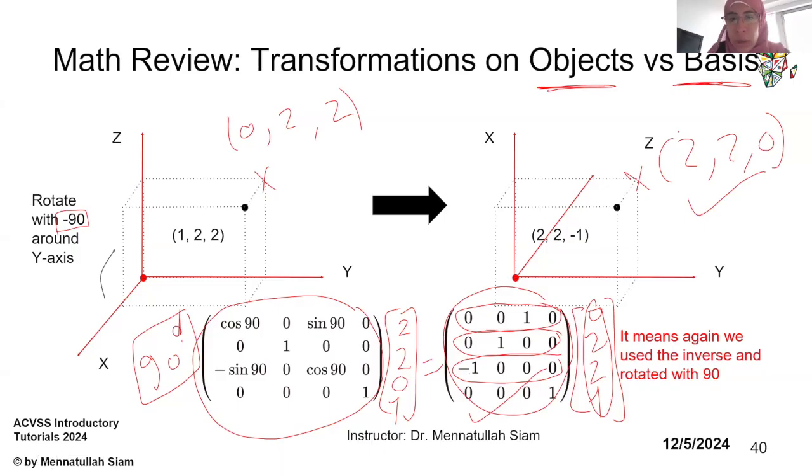Anyone still has any confusion, or things are cleared up? Let me check if there is any issues in the chat.